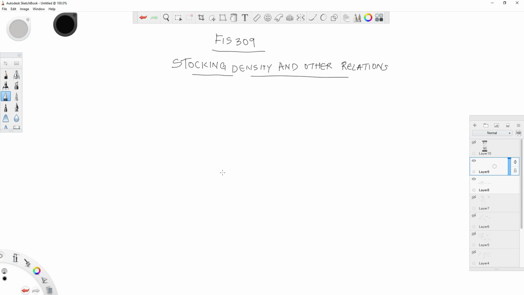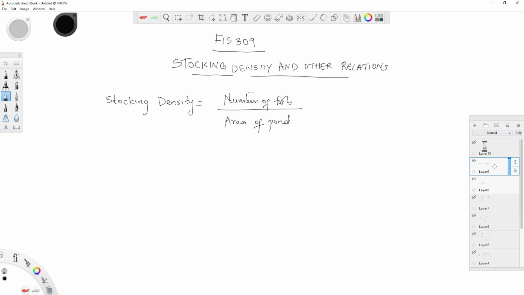So let's get started. Stocking density is actually the number of fish per area of a pond. The number of fish per area, per square meter of a pond, and the formula for stocking density equals the number of fish per the area of the pond. Number of fish per area of the pond.